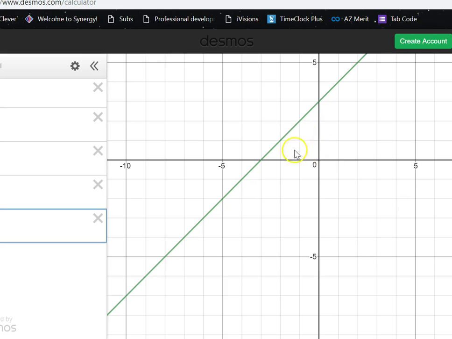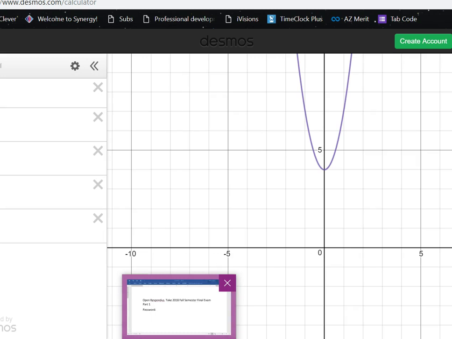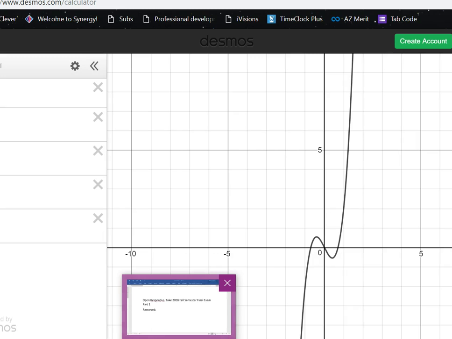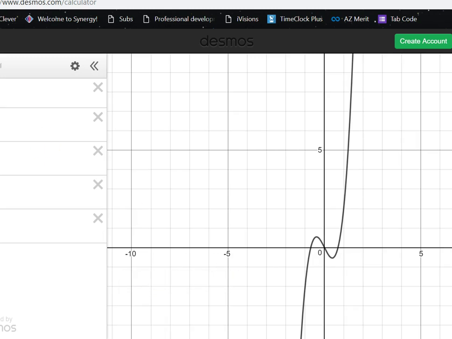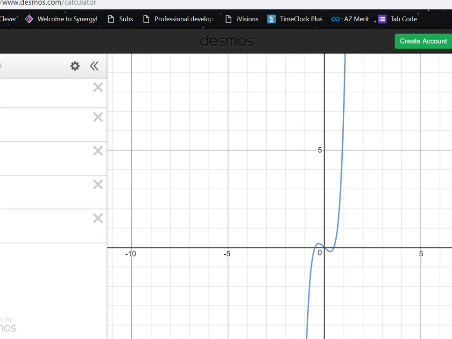So this one doesn't cross through the origin, so it's not anything. So the first one is nothing. Here is the second one. It's even because I can fold it in half over the y-axis. Number 3, C, is odd because I can rotate it around the origin. This one is even because I can fold it in half, and this one is odd.